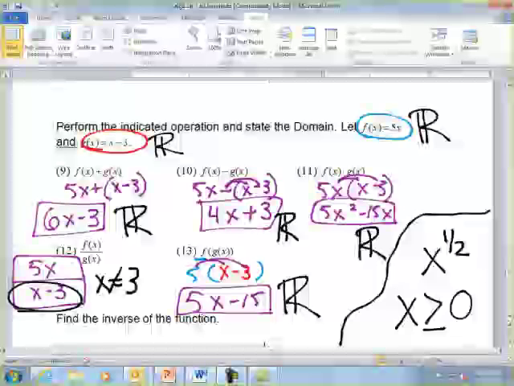Questions about domain? If you want more practice with any of these types of problems, these were lesson 7.3.